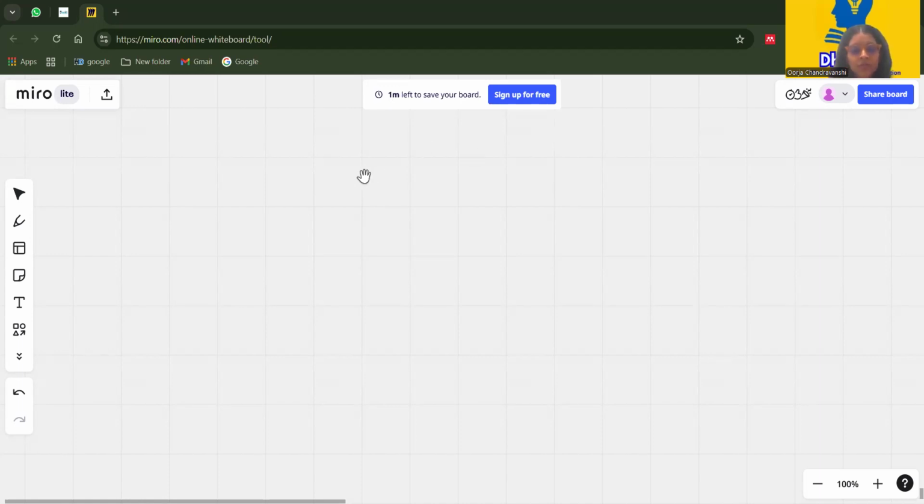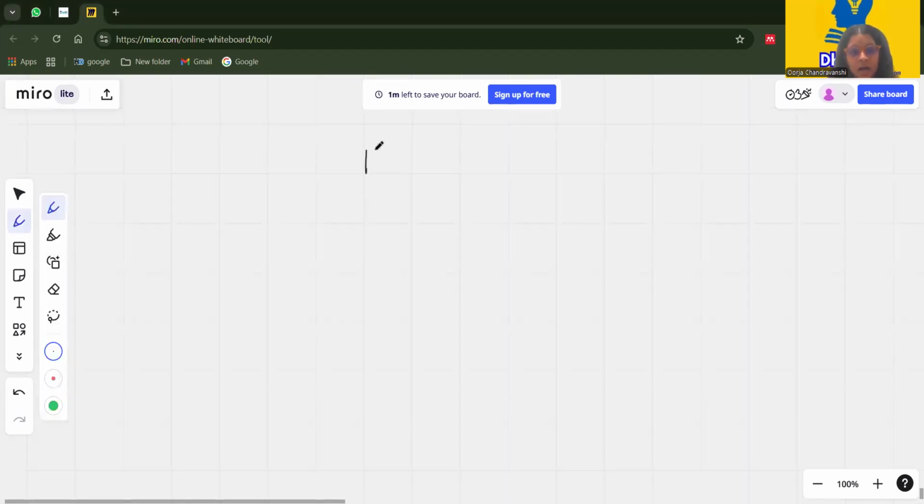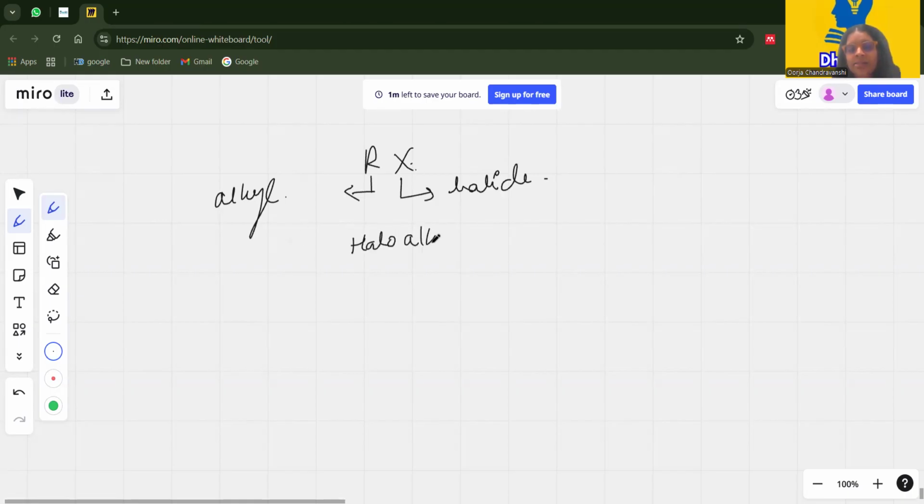The general formula we all know is written with R and X. What is R in this? R is nothing but alkyl. This is halide. This is another way to learn it. We call it haloalkane, and this is called the IUPAC naming. This is the IUPAC naming, which is haloalkane, and alkyl halide is a common name.